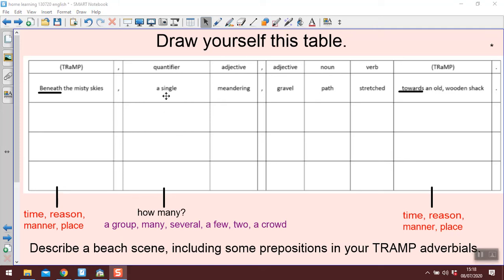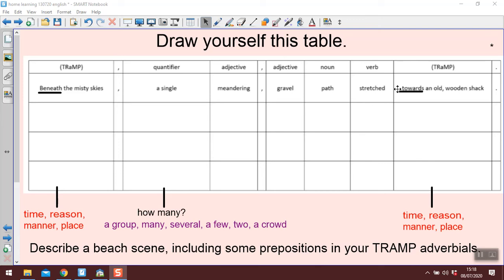A quantifier is an amount of something, so you could have a group of, many, several, a few, two or three or four, a crowd, it could be one. Adjective is a describing word, and another adjective, so they're separated by a comma because it's an adjective pair. A noun, so an object, a verb, the action, and then another TRAMP adverbial. So the prepositions in these TRAMP adverbials are beneath and towards.